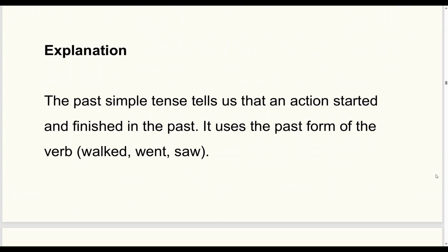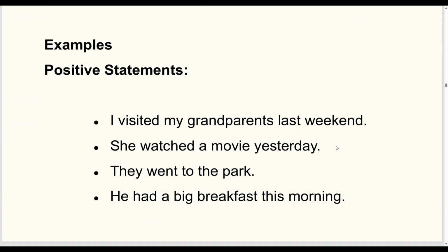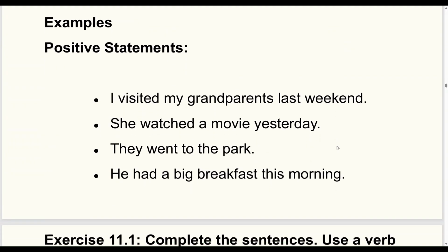Usually, we talk about things that started in the past and finished in the past using past simple tense. Let's look at some positive statements. I visited my grandparents last weekend. She watched a movie yesterday. They went to the park. He had a big breakfast this morning.